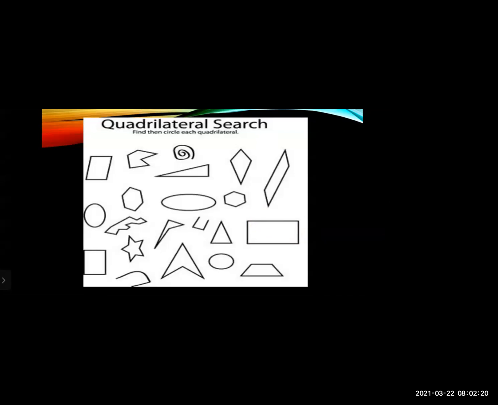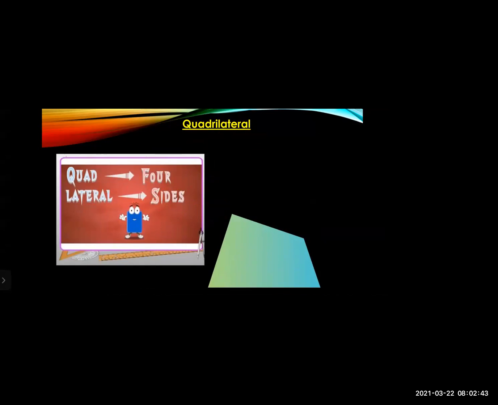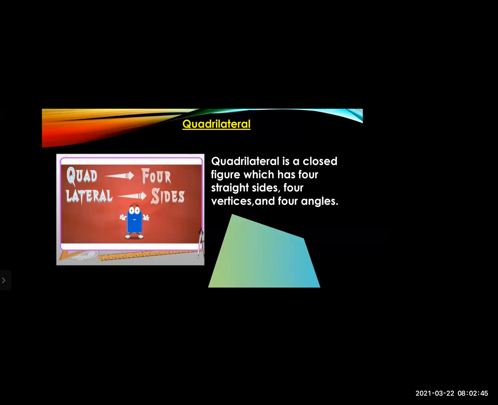Now, we have studied earlier that quadrilateral is what? It has four sides, okay? And it's a closed figure. Let's revise once again. See, quad means what? Four. And lateral means what? Sides. So, this is the meaning of this word. Quad means four and lateral means side. Quadrilateral is a closed figure which has four straight sides, four vertices, and four angles.